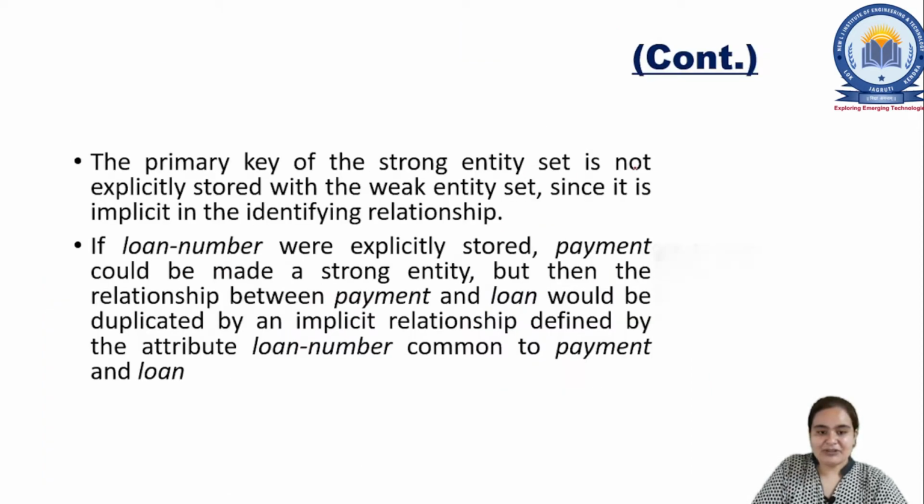Now the primary key of the strong entity set is not actually explicitly stored with the weak entity set, but it is always required for identifying the relationship among them. And if the loan number were explicitly stored, the payment could be made a strong entity set because the loan number would be unique for the payments as well. So we need not explicitly store that, but we always have to define the relationship between the strong and the weak entity set by the primary key of the strong entity set as well as the discriminator among the weak entity set attributes.